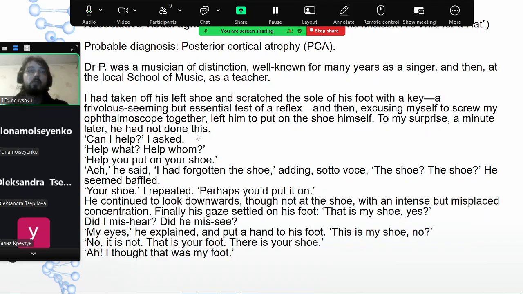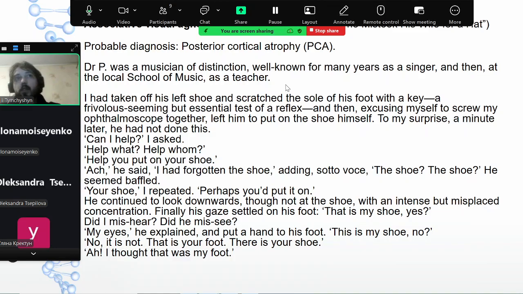So there was a man, he called him Dr. P. He was a musician of distinction, well known for many years as a singer and then at the local school of music as a teacher. So that's a highly intelligent man, so you would not expect some extraordinary behavior from him. And whatever happens, this Dr. P goes to Oliver Sacks, and he says that he has some vision problems. And Sacks asks him, why are you here, and so on.